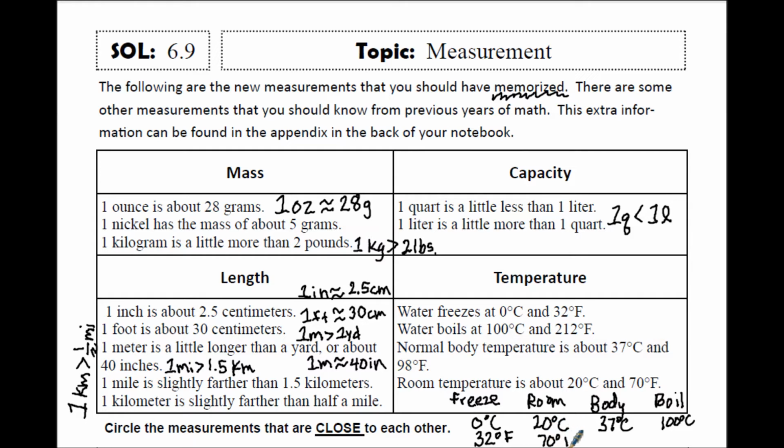For freezing, we have 32 degrees Fahrenheit, and the normal room temperature is about 70 degrees Fahrenheit, and a normal temperature for your body to have is 98 degrees Fahrenheit, unless you have a fever, and the boiling point is going to be 212 degrees Fahrenheit.